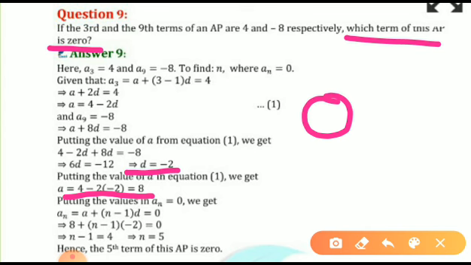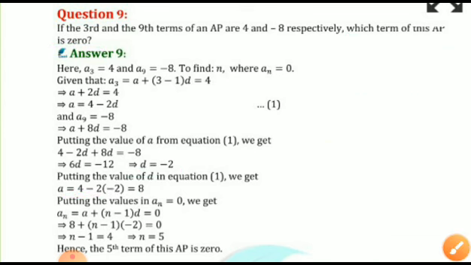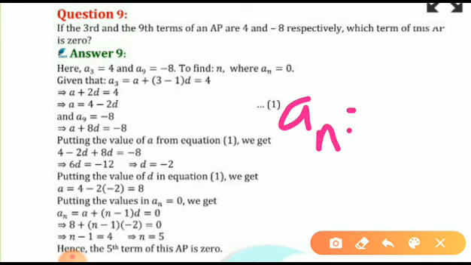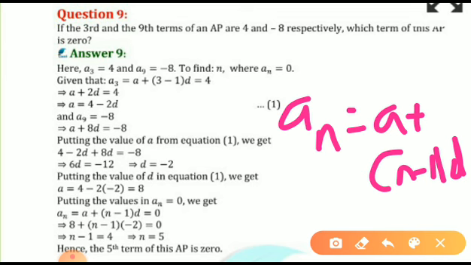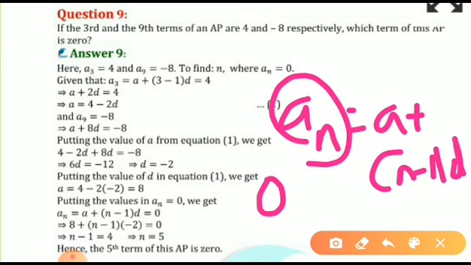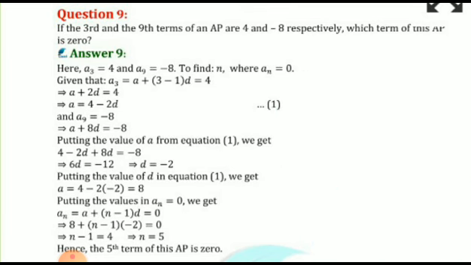So for that, an is given to be 0, and in general, what is that formula? We know that an is equal to a plus (n minus 1)d. Whether nth term is given to be 0, first term we have got the value as 8, plus (n minus 1), and the value of d is given to be minus 2. That we have got the answer. And then just substitute the value, you will get that n is equal to 5.